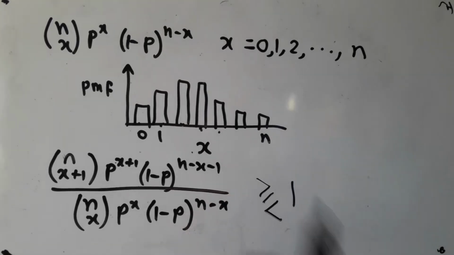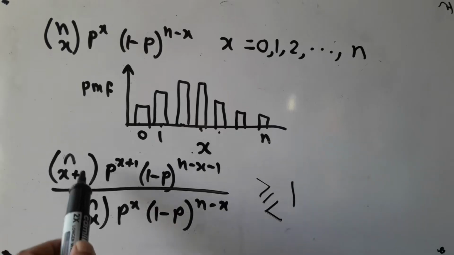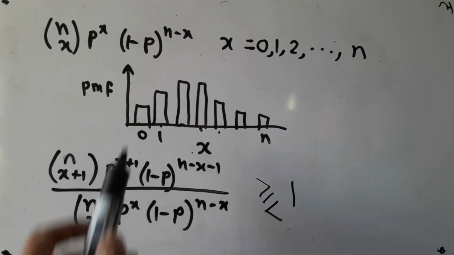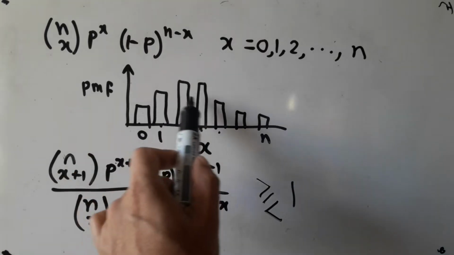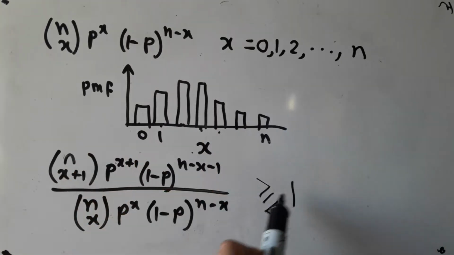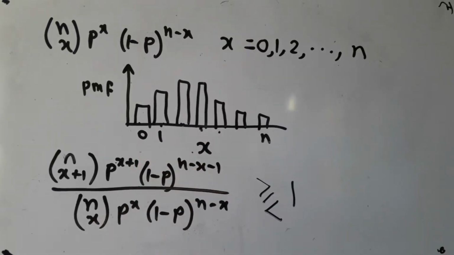When it is greater than 1, this means the next is higher than the current value, so it is going up. When it is equal to 1, I have two things which are equal. When it is less than 1, I am coming down. So I will have to check when I have these equalities and inequalities. So let's first simplify this expression.